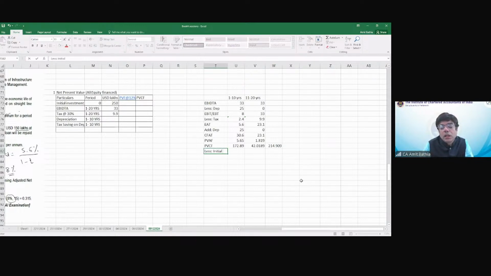initial capital cash outlay. How much was the initial cash outlay? 250. So I'll get 214 minus 250, negative 35.0911. Right? This is my NPV.